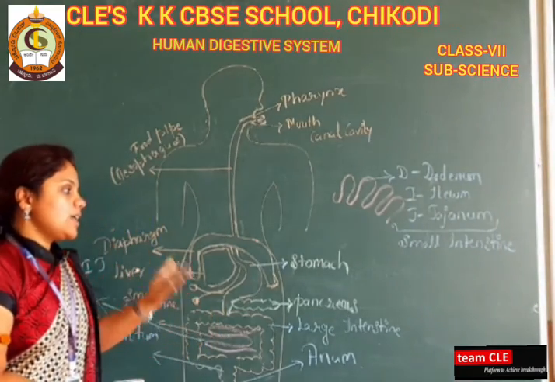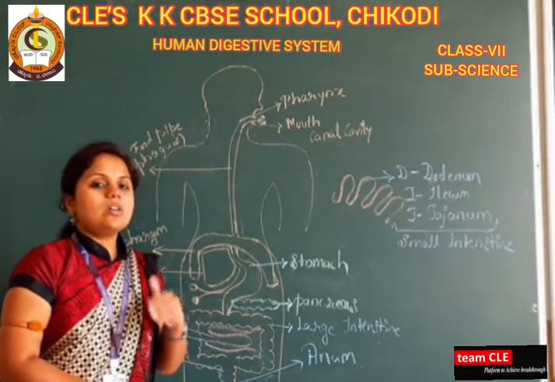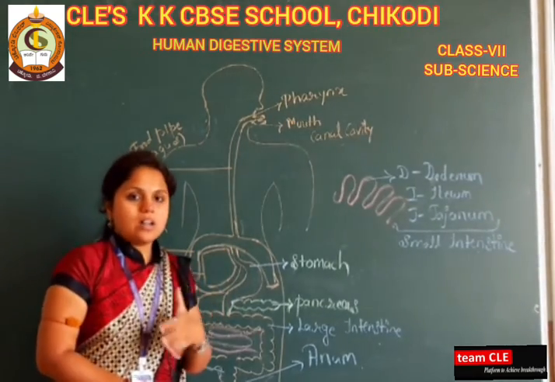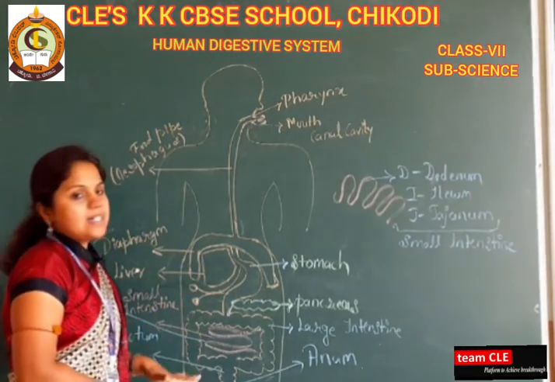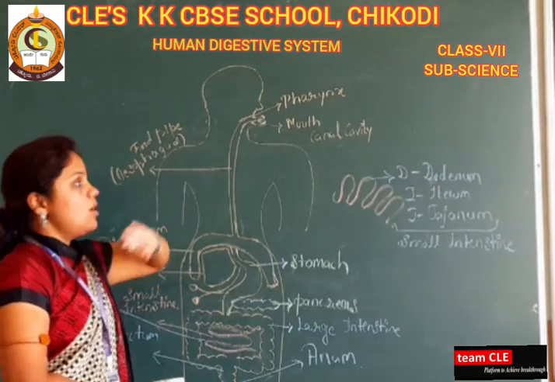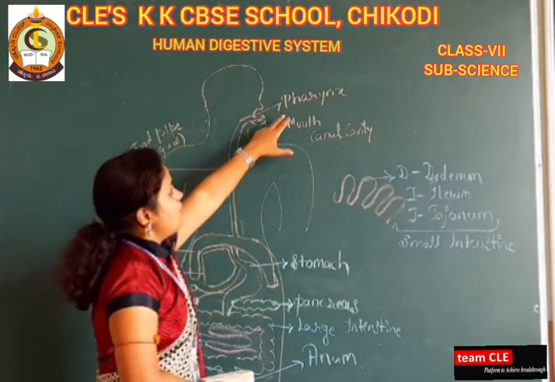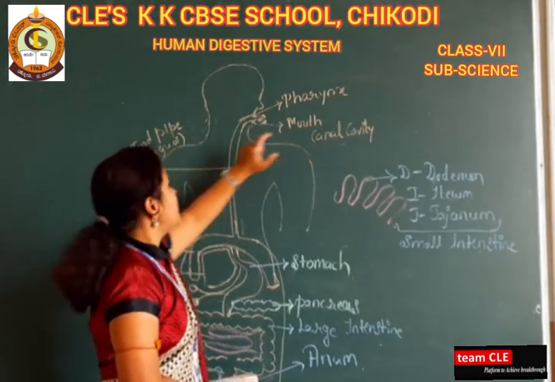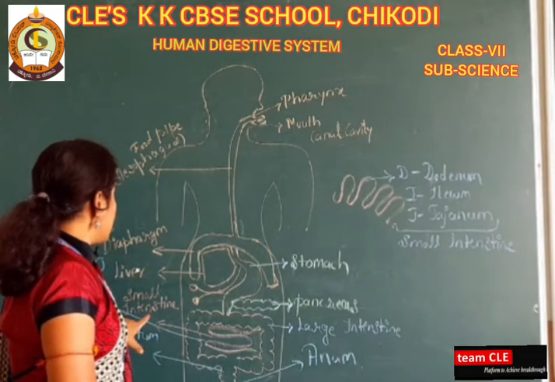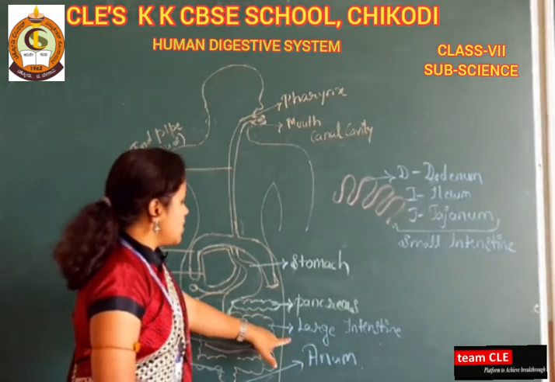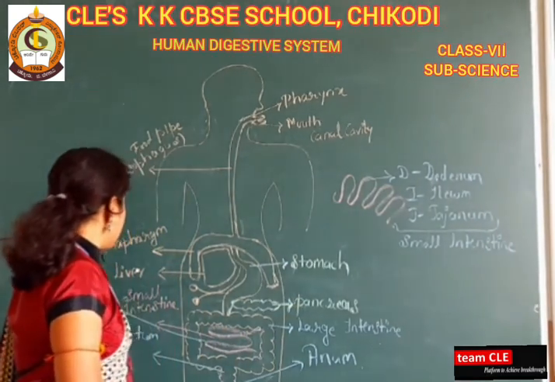In the next class, we are going to learn the mechanism of how this digestive system works. Till that time, just go for practice. Once again, I am repeating the main points to cover: pharynx, mouth cavity, esophagus, diaphragm, liver, small intestine, large intestine, pancreas, stomach, anus and the rectum.